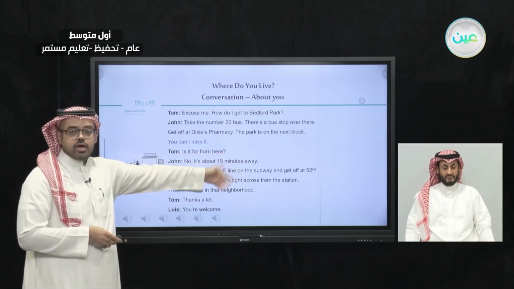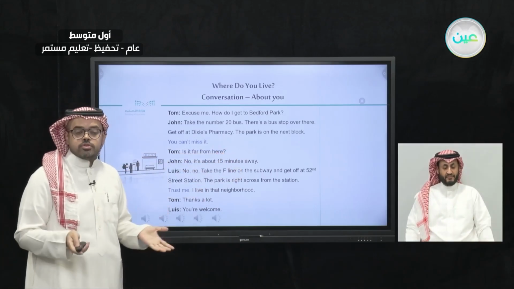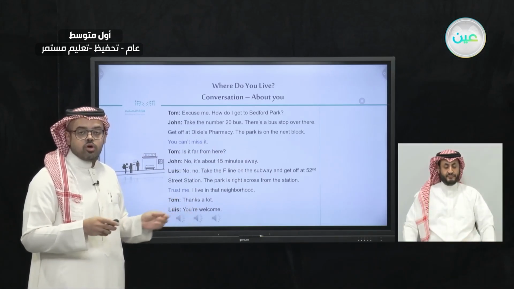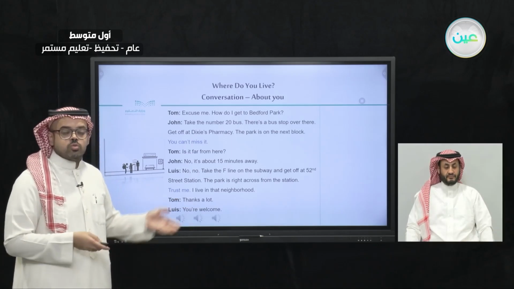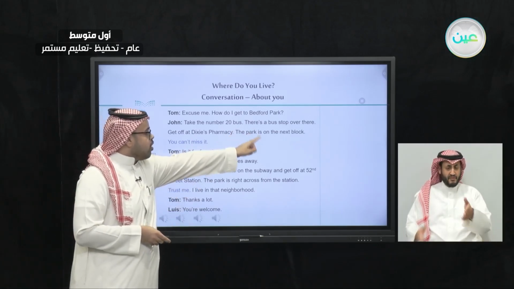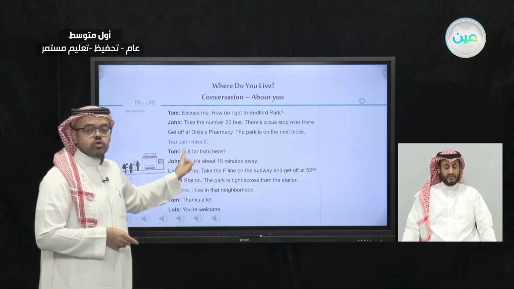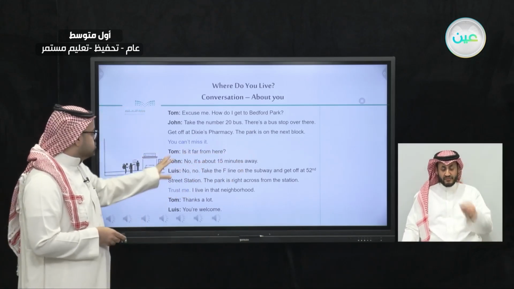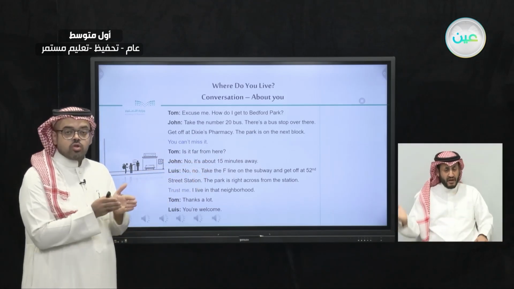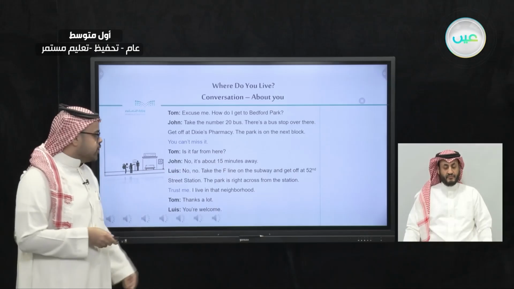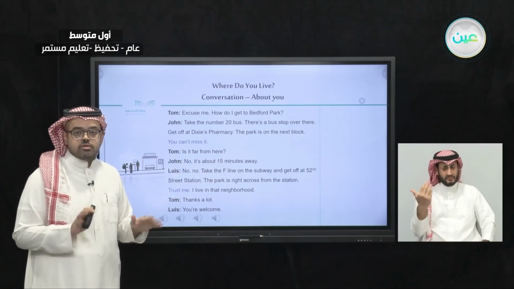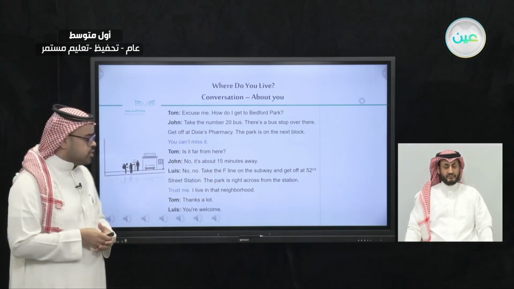You remember the last time when we said, when can we use the preposition of place on? We said that we can use the preposition on for what? Very good. Yes, we can use it for buildings. So here we used it for a building. The park is on the next block. You can't miss it. And also, Tom said, is it far from here? So is it near, very close, or is it far from here? He said it will take 15 minutes. So it's only a 15 minutes trip to Bedford Park.